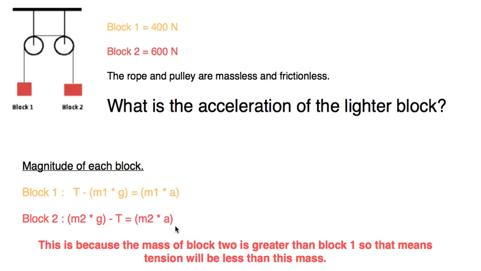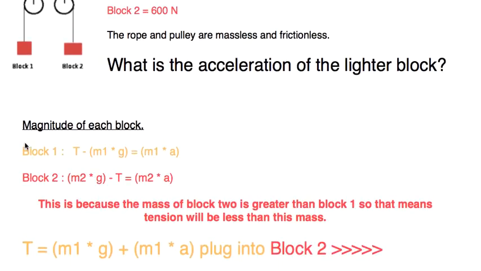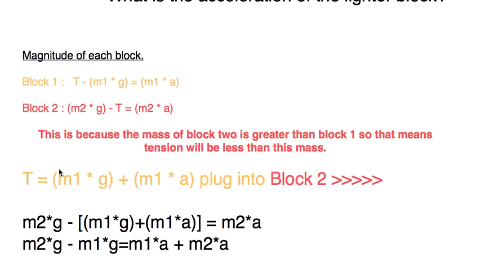So now that I have that, I'm going to plug the tension into each other to see what I can get. In this case, I used block 1, and I got T by itself on one side: T equals mass times gravity plus mass times acceleration of block 1. Now I'm going to plug that into block 2's equation for the tension. So I have mass times gravity of the second one, minus the tension of the first one, mass times gravity plus mass times acceleration, equals the mass of the second one times acceleration.